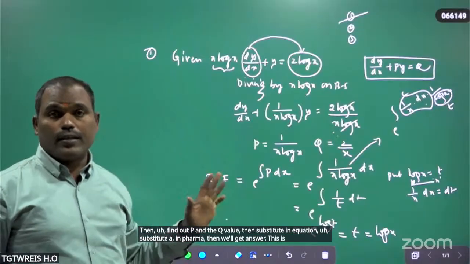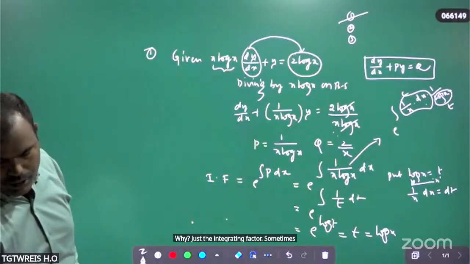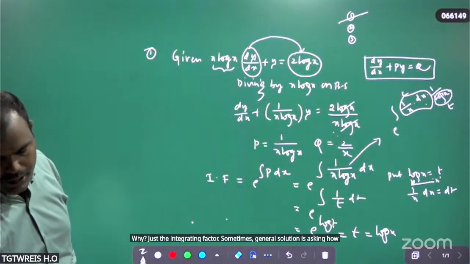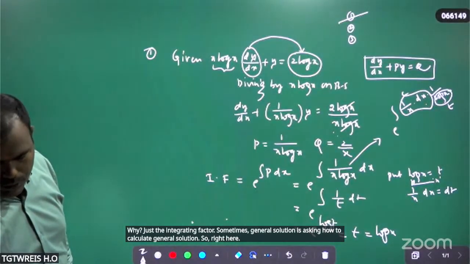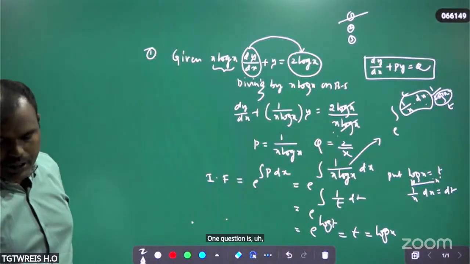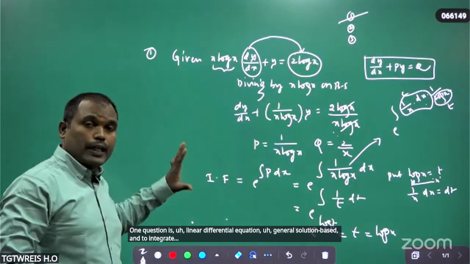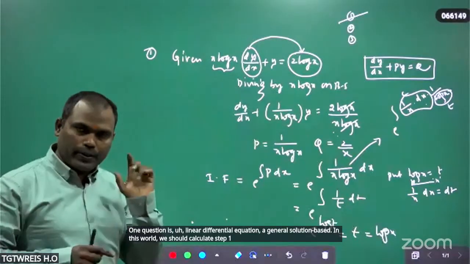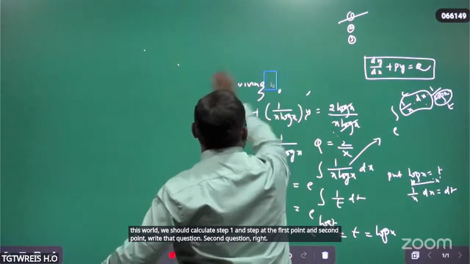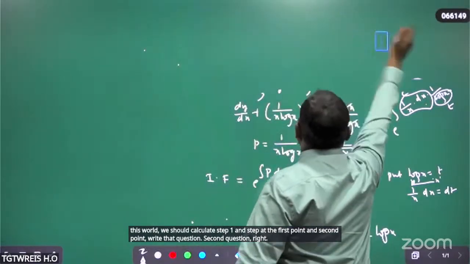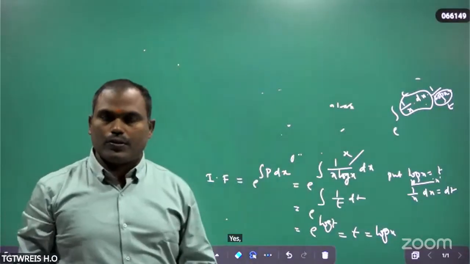This is linear in y, just the integrating factor. Sometimes the general solution is asked, so how do we calculate the general solution? In a linear differential equation question, based on the general solution and the integrating factor, we should calculate step 1 and step 2, the first point and second point. That is the second question. I hope all of you understood now.